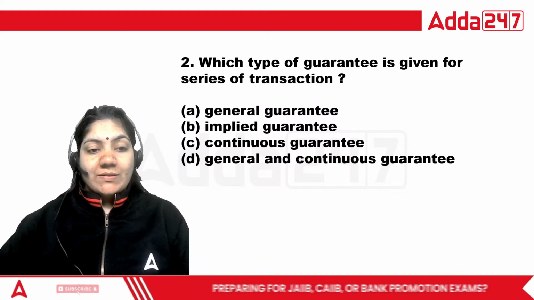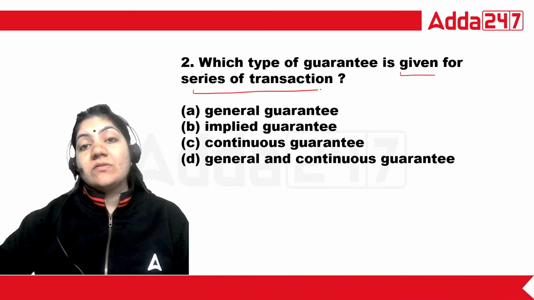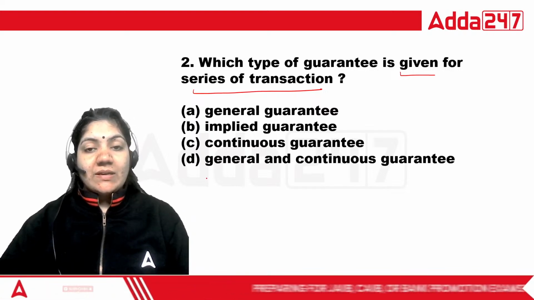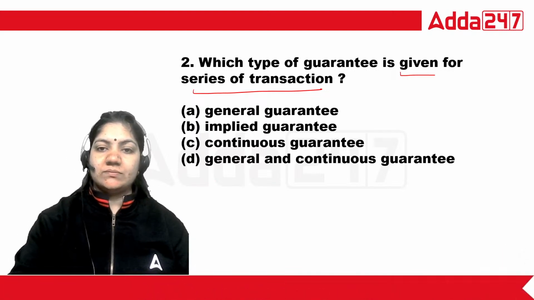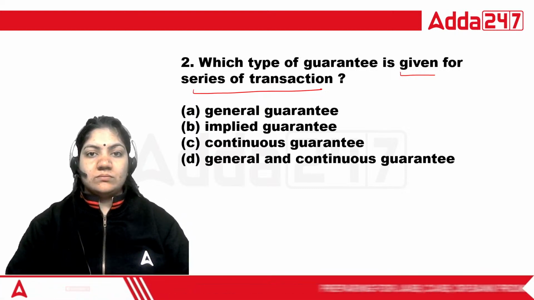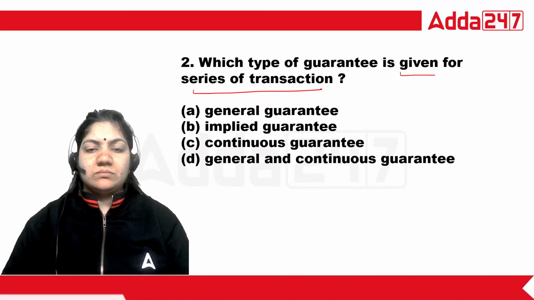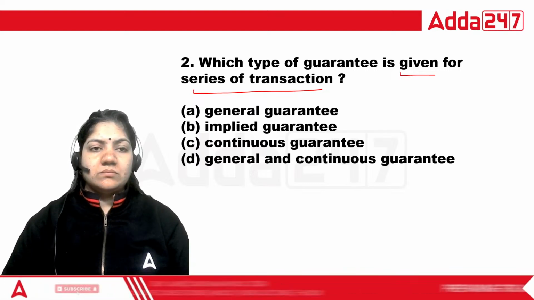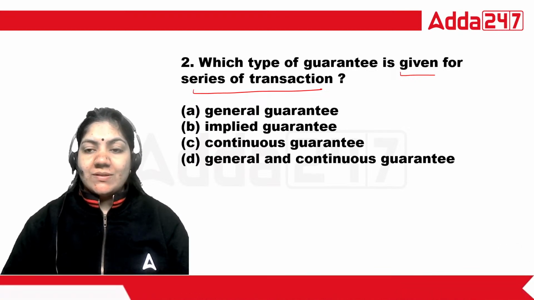Now next. Which type of guarantee is given for a series of transactions? Whether it is specific guarantee, implied guarantee, continuous guarantee, or specific or continuous guarantee. What is the right answer? Which type of guarantee is given for the series of transactions?